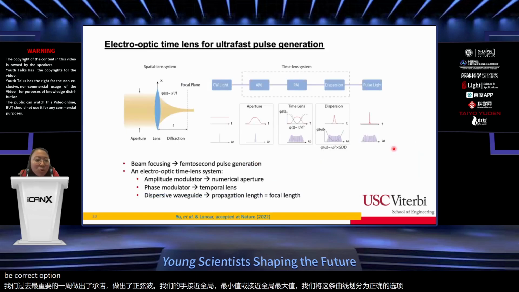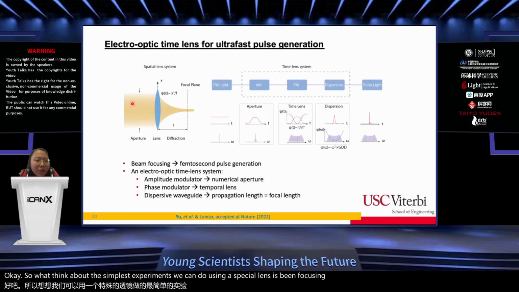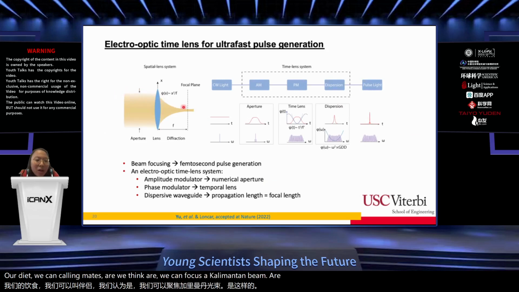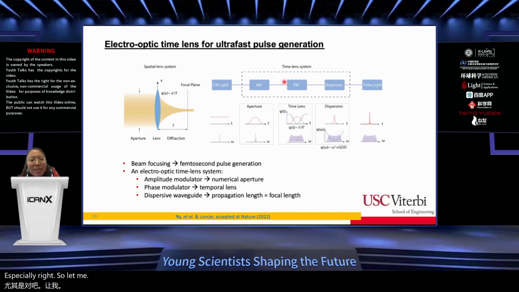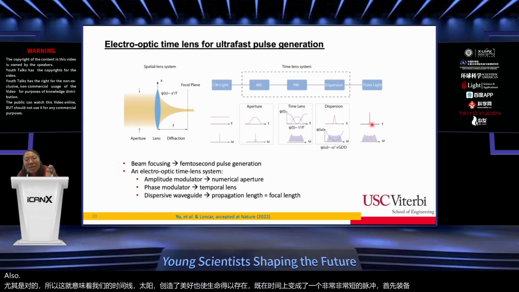Okay, think about the simplest experiment we can do using a spatial lens: beam focusing. We can focus a collimated beam on the focal plane into a very, very small, tiny focus spot, spatially, right? So a time lens system could also enable focusing time into very, very short pulses, which is the ultrashort pulses that we're looking for.